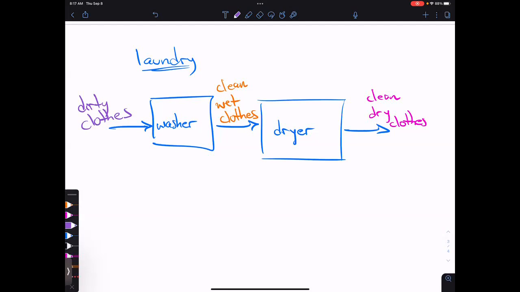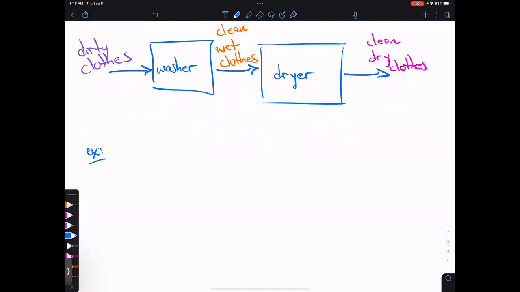I got little kids, so everything's got food on it. But the order matters, right? Just like it did in our example with putting the stuff on sale. Okay, so what if we have two actual functions? What if F is X plus 1 and G is 2X?